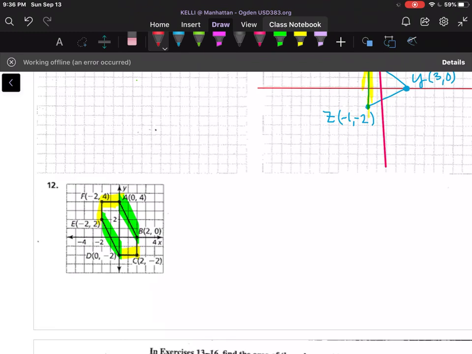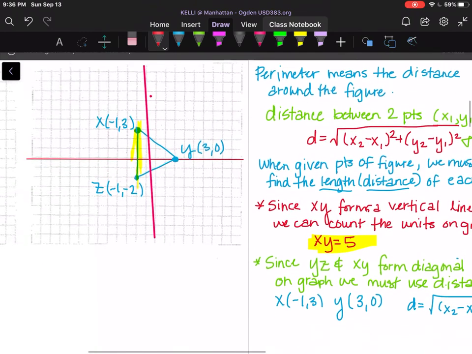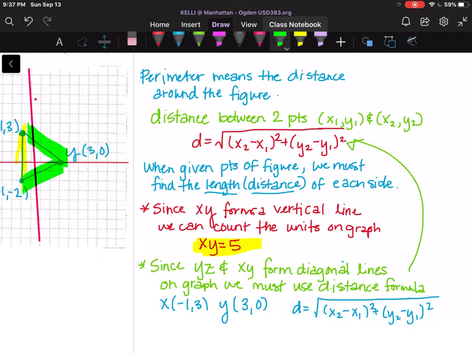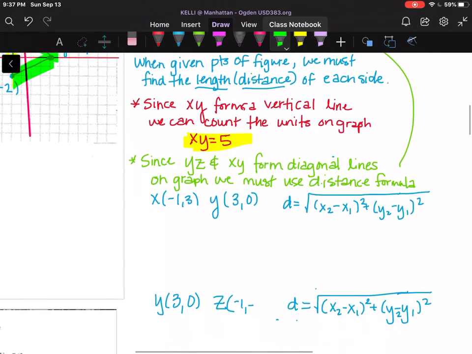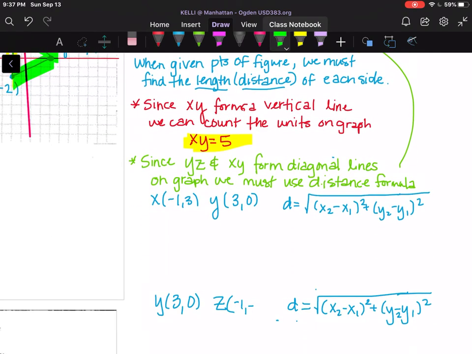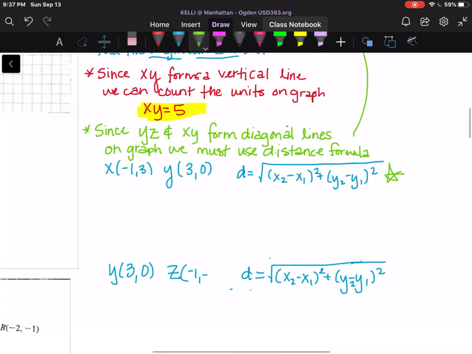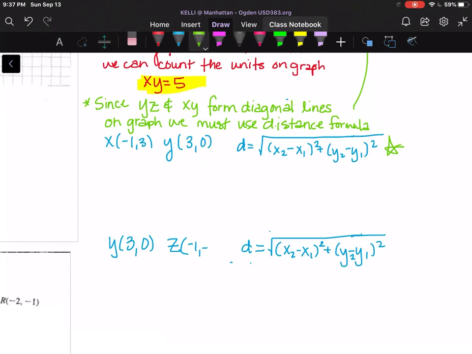So I'm going to work through a couple distance formula problems because we can't just count from X to Y, and we can't count from Y to Z either because they form a diagonal line. So let's do that. Since Y and Z form a diagonal line on the graph, we must use the distance formula. Again, that distance formula came from 1.3. And I'm just going to do a refresher for you guys with this.